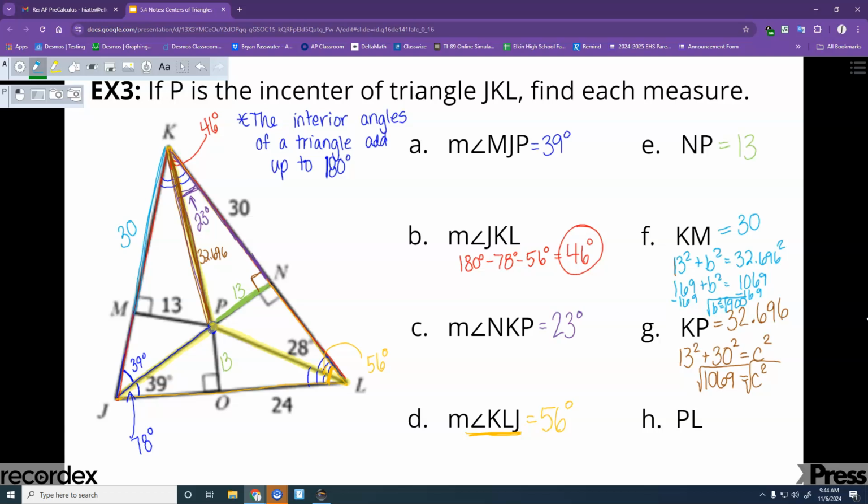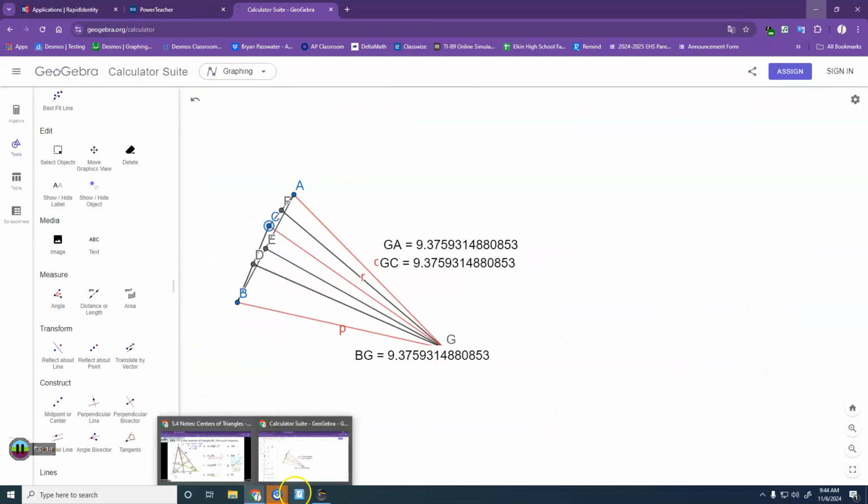Okay, I guess we could have done that without calculating, because those two triangles would have to be the same triangles right there. We don't have time to do PL because I do want to add this to our note card. So let's flip over to our note card.